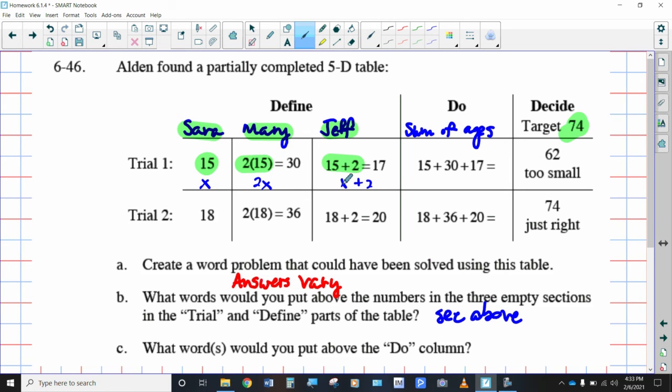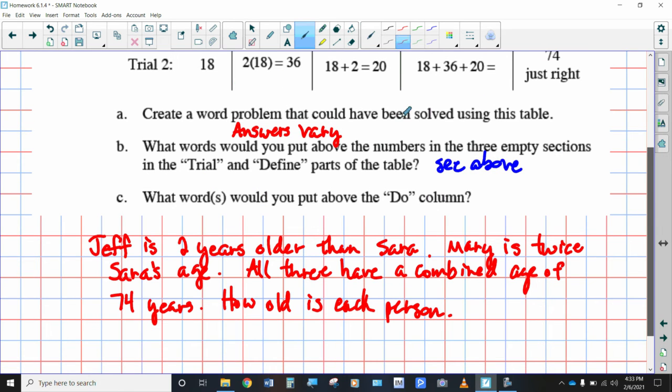So let's go ahead and work through the process. Turns out when Sarah is 18, Mary is 36, and Jeff is 20, and you add those 3 numbers together, you get 74 for your answer. So yes, this is the question that I presented. Jeff is 2 years older than Sarah, and Mary is twice Sarah's age. All of them have a combined age of 74. How old is each person?